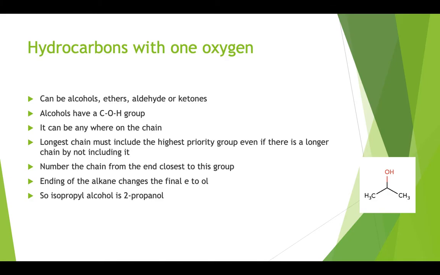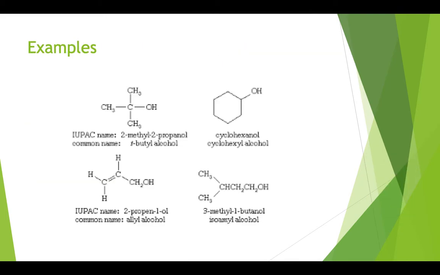And for the alcohol ending on the alkane, we change the final E to an OL. And so instead of saying isopropyl alcohol, which is a common name, what a chemist would call it is 2-propanol. And you'll notice there's a dash between numbers and letters. If I had more than one number, I put commas between them and then dashes between numbers and letters. So here are some more examples. I've included the common name as well as the IUPAC name.